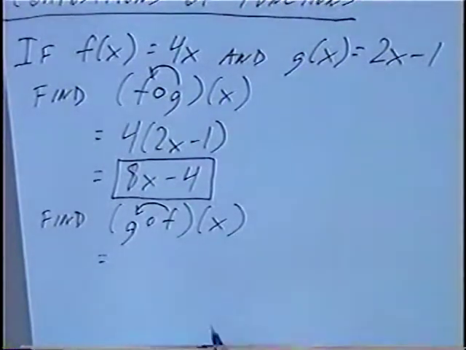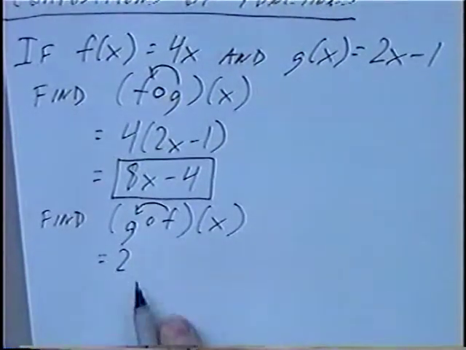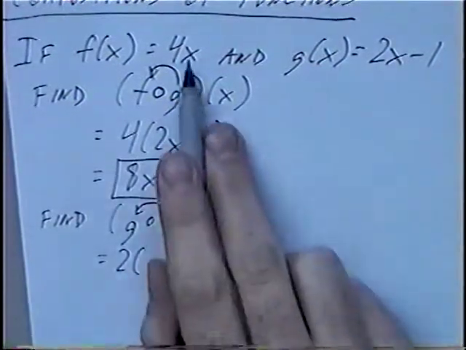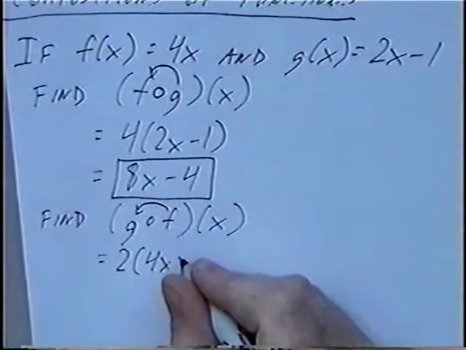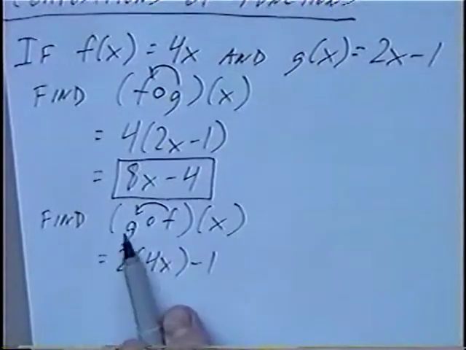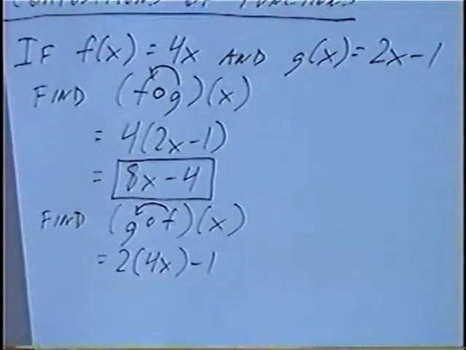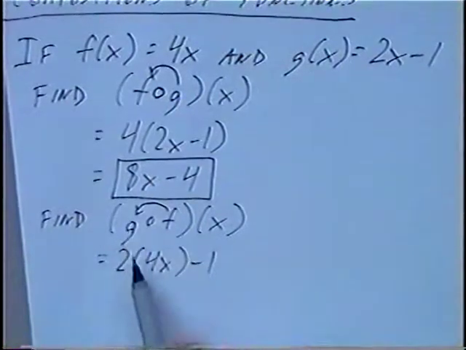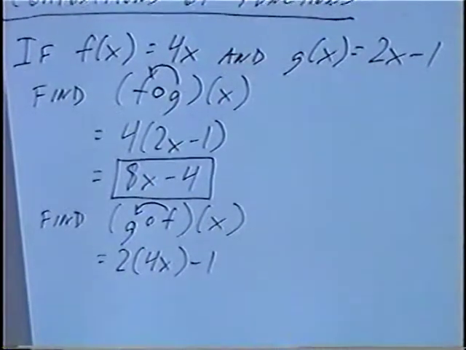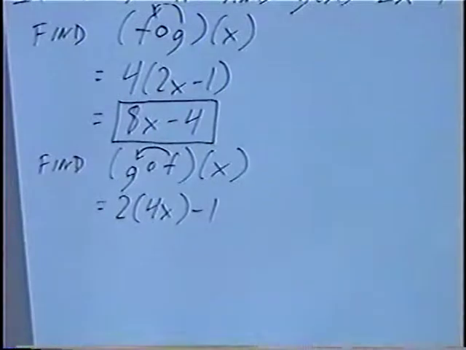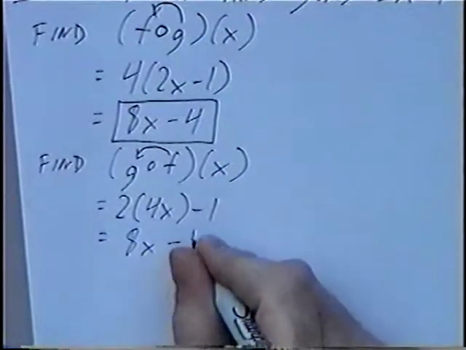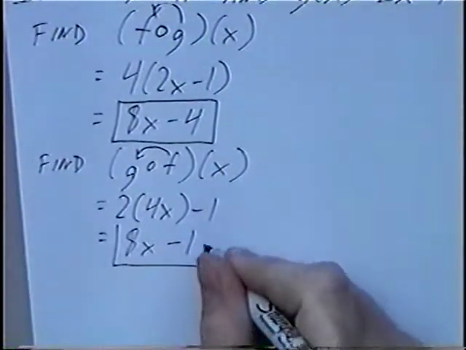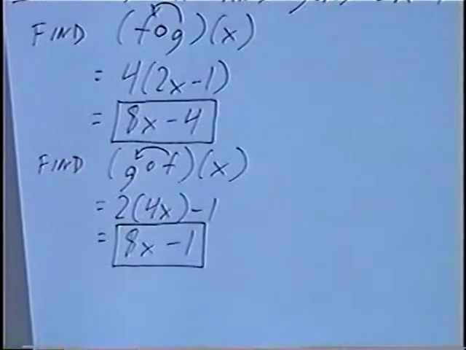So the g value, which is normally 2 and then x, but instead of x, we'll plug in 4x, and minus 1, which is left over from the g value. So taking the value of f, plugging that into the variable for g, then we can simplify to get our answer. 2 times 4x would be 8x, and minus 1 stays the same. So our final answer is 8x minus 1.